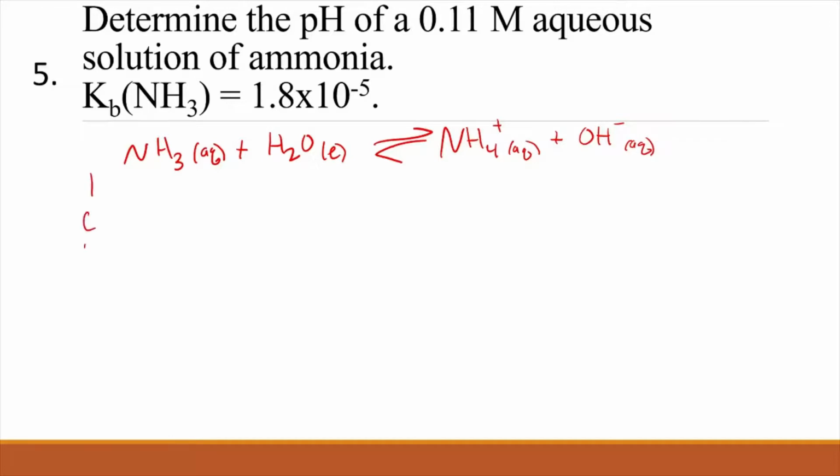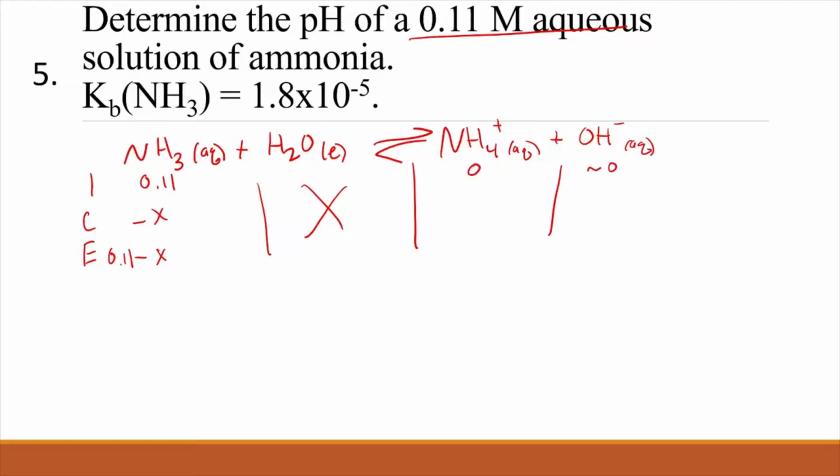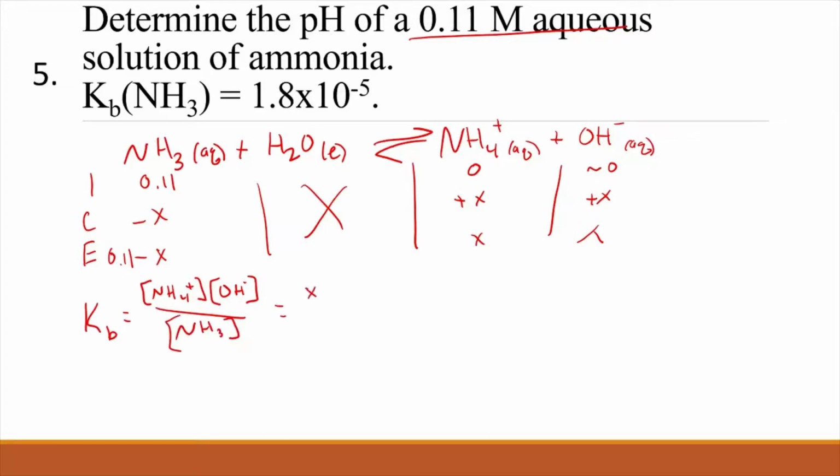So let's set up our ice table for this equilibrium. We started with 0.11 molar ammonia, losing some X, and 0 NH4, about 0 hydroxide, adding some X, X, X. So we know that Kb is equal to the concentration of ammonium times OH minus, hydroxide, over ammonia. So that is X times X, X squared, over 0.11 minus X.